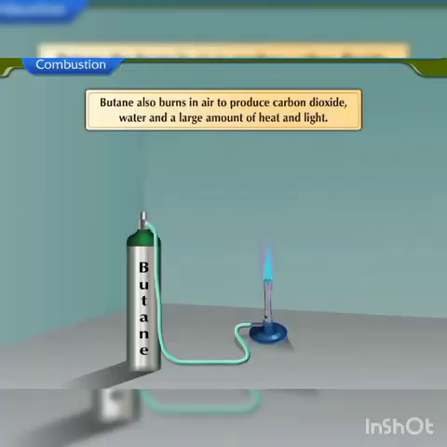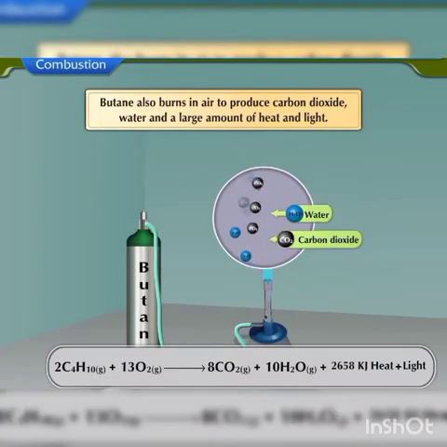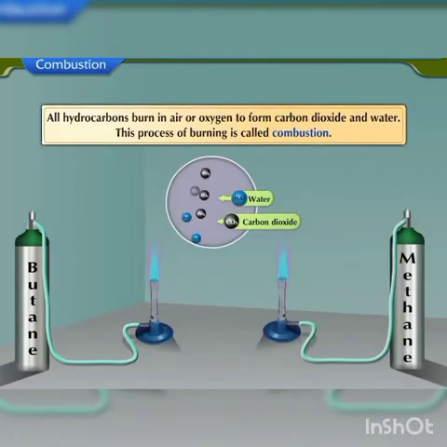Similarly, butane also burns in air to produce carbon dioxide, water and a large amount of heat and light. About 2,658 kilojoules of heat is produced in the reaction. All hydrocarbons burn in air or oxygen to form carbon dioxide and water. This process of burning is called combustion.